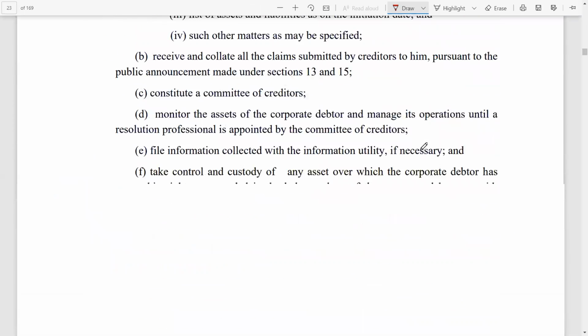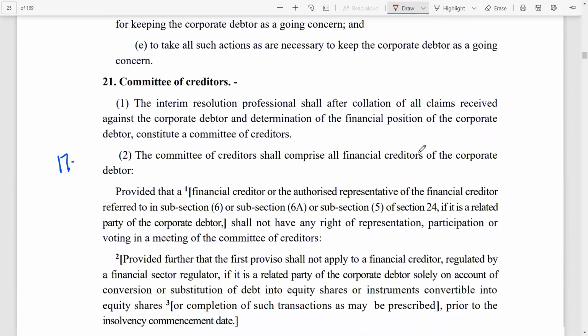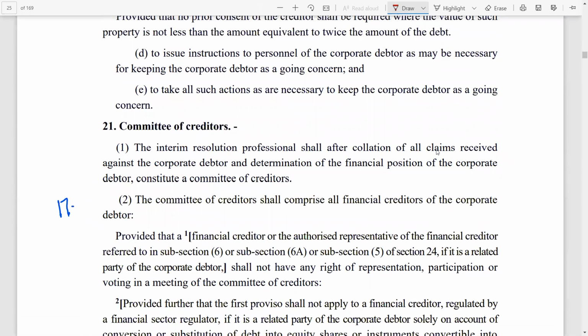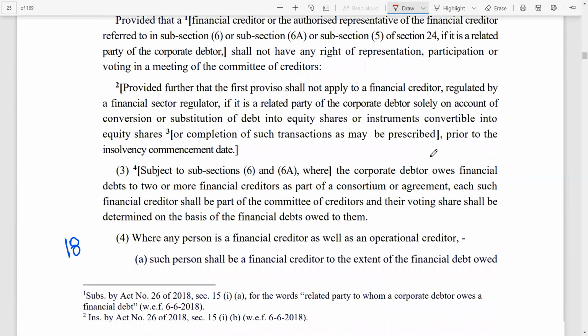Thereafter, some of the important points which you can cover here is again the committee of creditors. The committee of creditors will comprise all the financial creditors of the corporate debtor. However, if the corporate debtor does not have a financial creditor, or all the financial creditors are related parties, in that case the 18 largest operational creditors will form the committee of creditors along with one representative from the workmen and one representative from the employees. So this would be the composition of the committee of creditors.